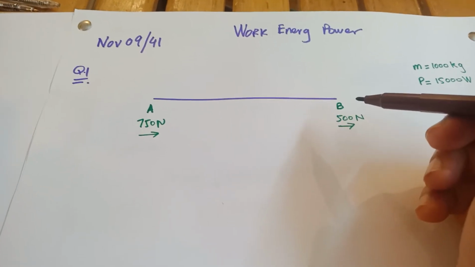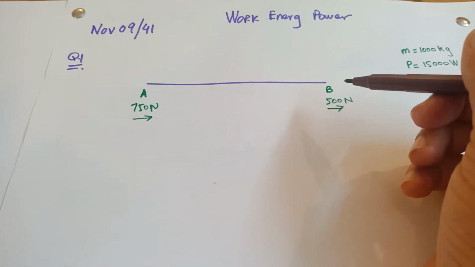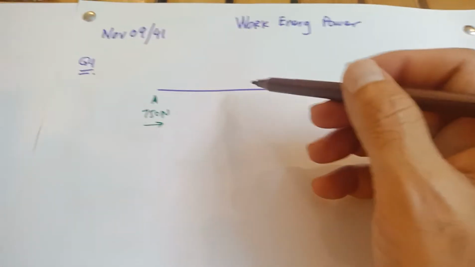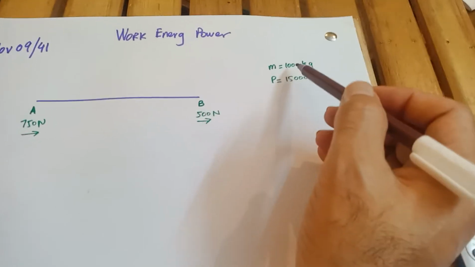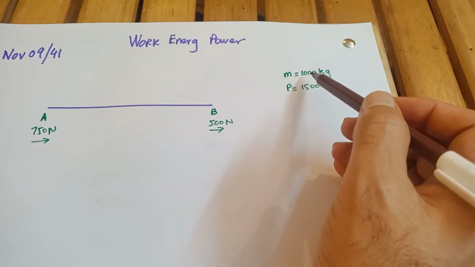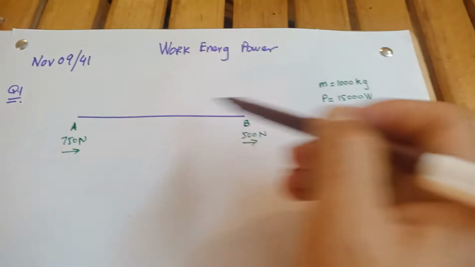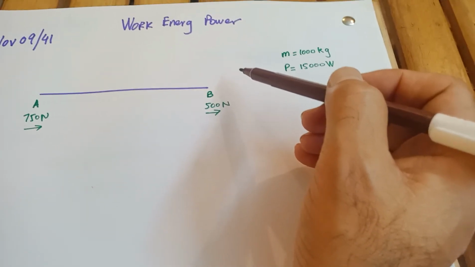So now I have a paper from November 09. It's variant 41, the first two questions. They are from work, energy, power. So I'm on to the first question. The first question states that there is a car of mass 1000 kg, and it moves along a horizontal straight road passing the points A and B.